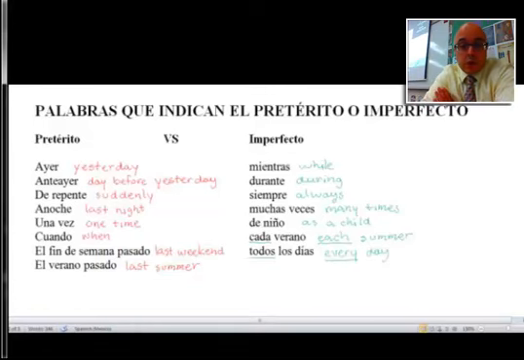Okay, right about now you should have all of the instances that we would use the preterite and the imperfect. You also have a list of some of the trigger words that we're going to be practicing with in class. If something is unclear, please bring your questions to class and I'll address them.